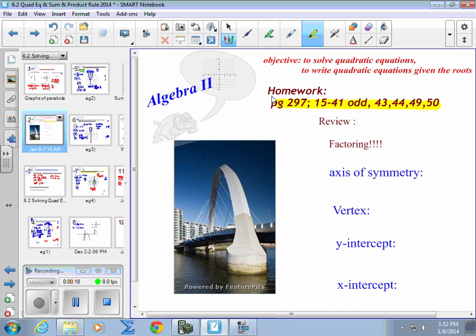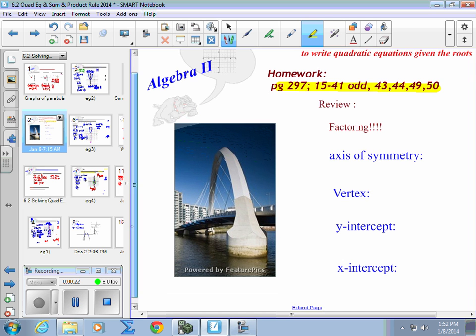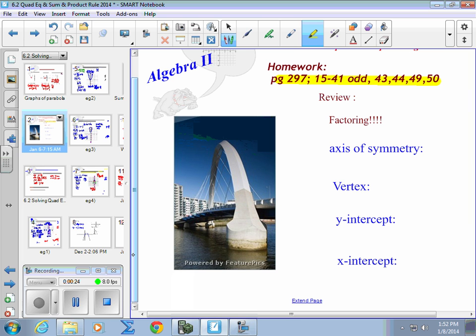Before I start, though, I wanted to review a couple of topics we went over yesterday. We said the axis of symmetry was x equal to negative b over 2a. We said the vertex is negative b over 2a, and then f of negative b over 2a. We said the y-intercept was (0, c).